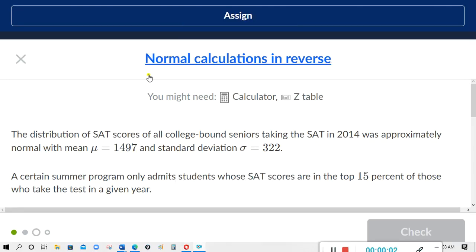This will be for the con assignment, normal calculations in reverse. Okay, so you're going to need the z-score table for this assignment.